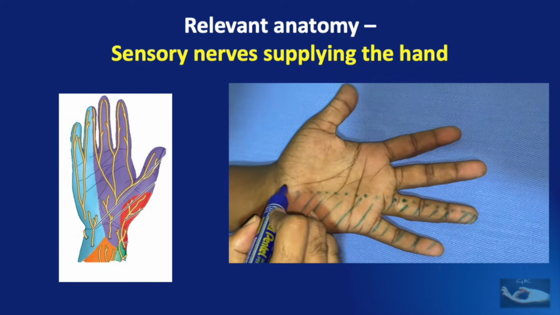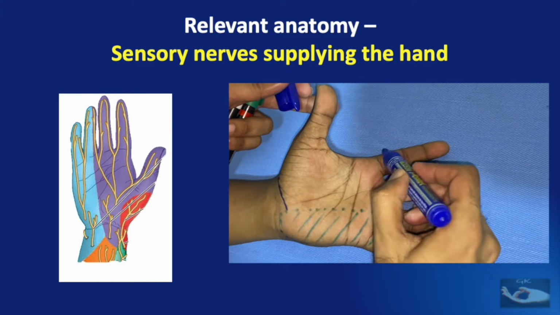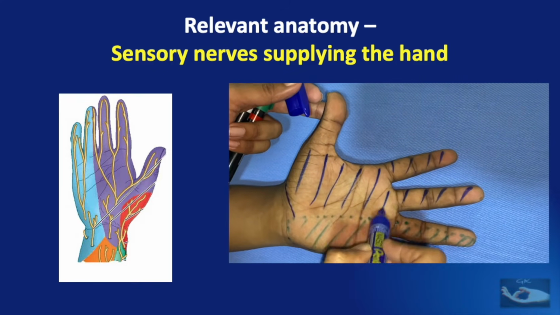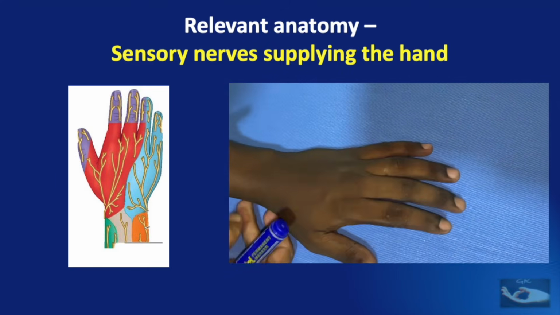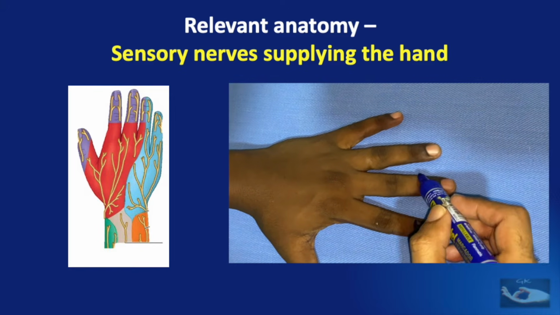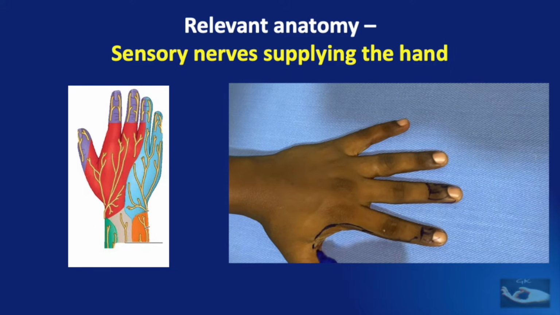The median nerve supplies the radial 2/3 of the palm of the hand, the volar aspect of the thumb, the volar aspect of the index and mid fingers, and the radial aspect of the ring finger. It also supplies the terminal phalangeal region on the dorsal aspect of the index, mid finger and thumb.